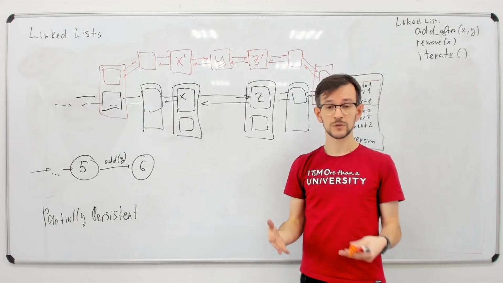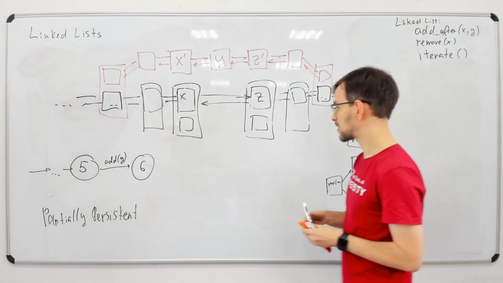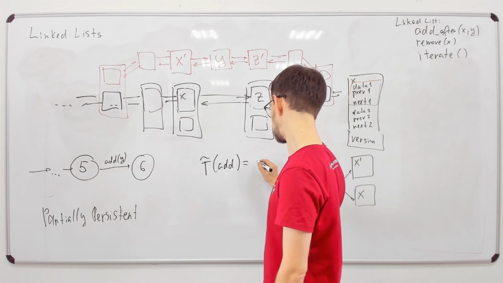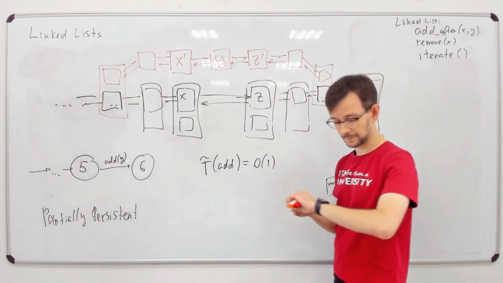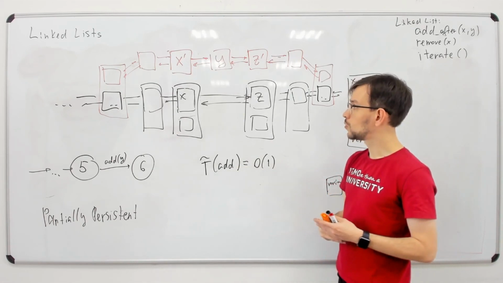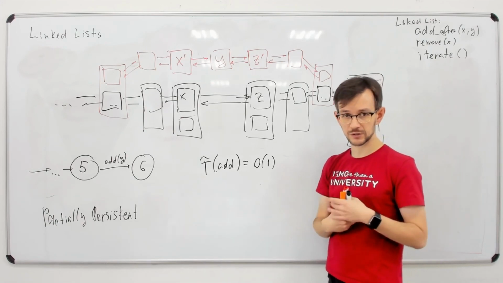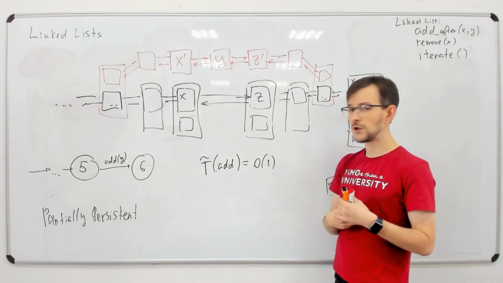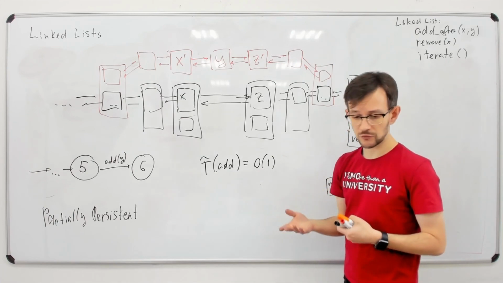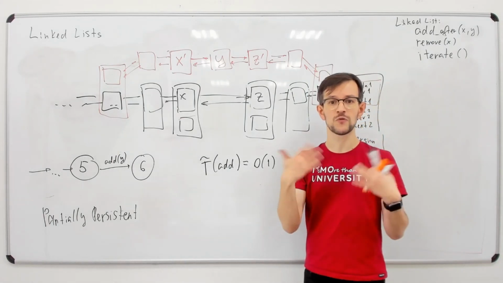This may happen. But let's calculate the amortized cost of this operation. I claim that the amortized cost of the operation add is constant. Why is this true? Because it's partially persistent, so we only modify the last version of the data structure. So let's have some potential function. Again, how to find a good potential function.